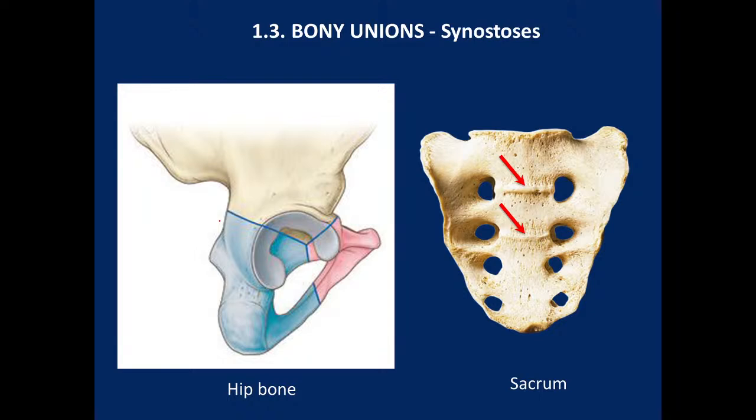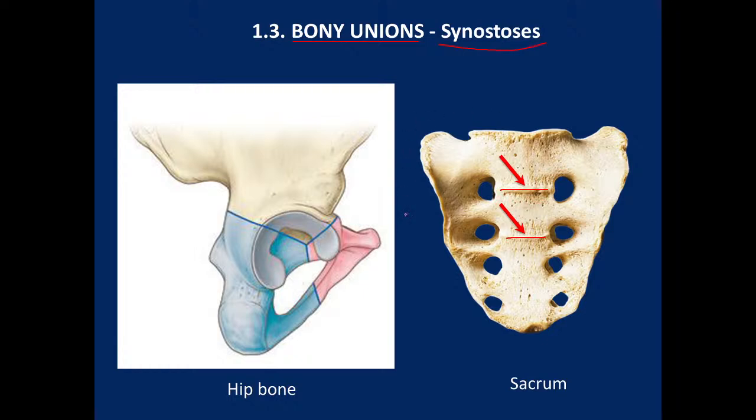And the last group of the thin chondroses we call bony unions or synostoses. This is a Greek term. Usually we find these joints or unions between two vertebrae in the sacrum region.